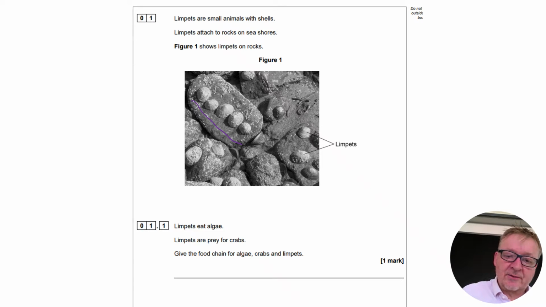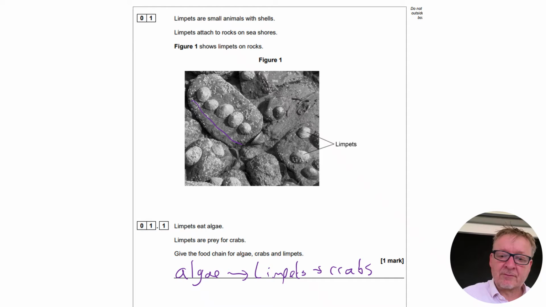So what you need to do is say algae is eaten by limpets, which is eaten by crabs. Don't forget the arrow means eaten by.